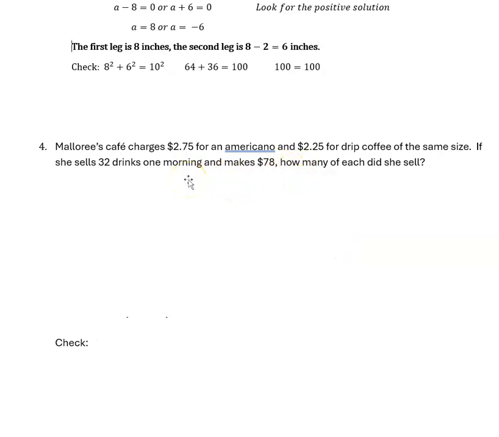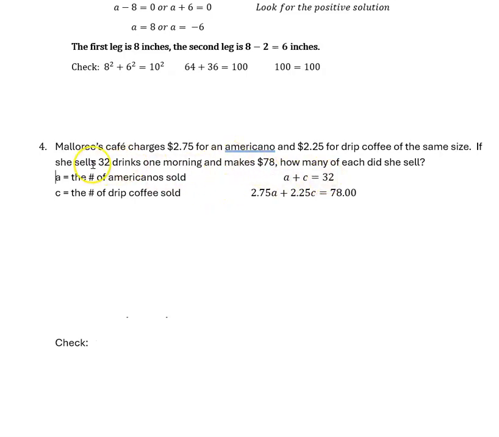Okay, Mallory's Cafe charges $2.75 for an Americano and $2.25 for a drip coffee. If she sells 32 drinks in one morning and makes $78, how many of each did she sell? Like with any of these problems, there's more than one way to solve them. I'm solving them the way that makes sense to me and that I think is the best way for you to solve them. But in order to solve this, I want to declare my two variables. I'm going to make A equal the number of Americanos sold and C equal the number of drip coffee sold.